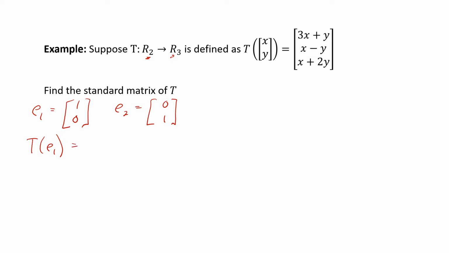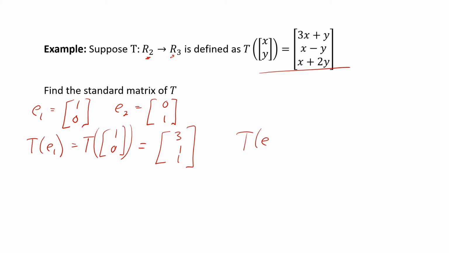Well, T of E1 is equal to T of 1, 0. And I can get that by just plugging my 1, 0 into here. I get 3, 1, 1. T of E2, well, that's T of 0, 1, the second column of the identity matrix. Plug it into my definition, I get 1, negative 1, 2.